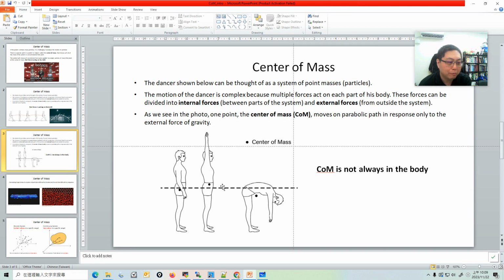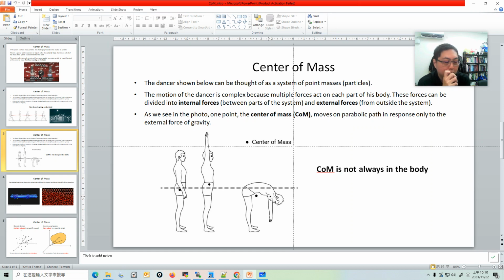The man is doing different postures, and you will see the center of mass varies differently. If this man is doing a posture like this, the center of mass is not in his body. It is leaving his body. It's not right in his body. Let's just say the center of mass is not guaranteed to be 100% in the body.